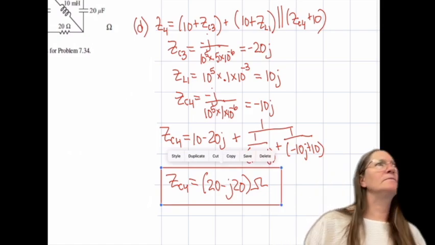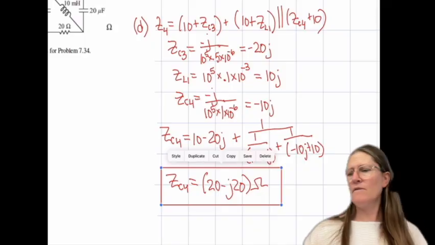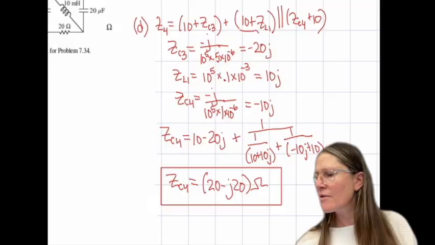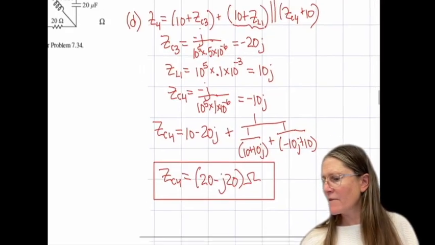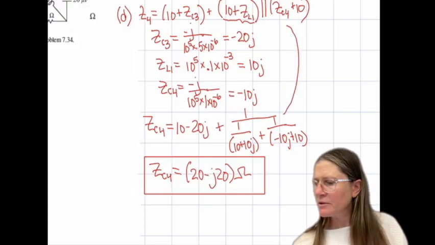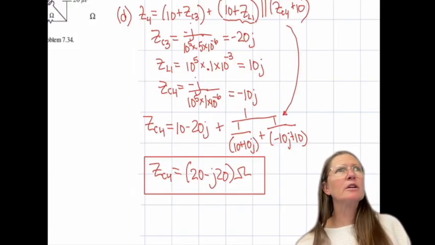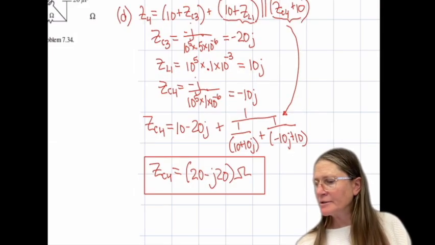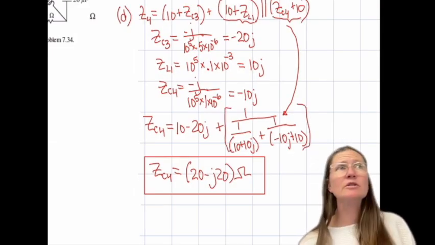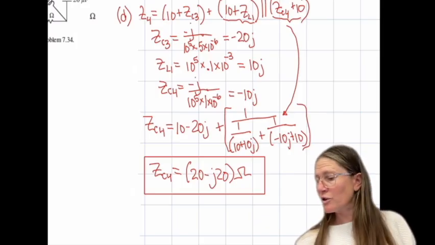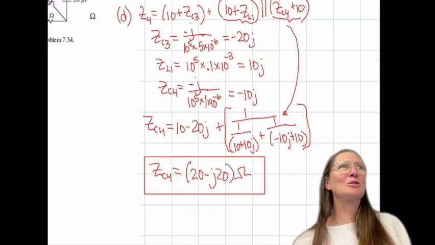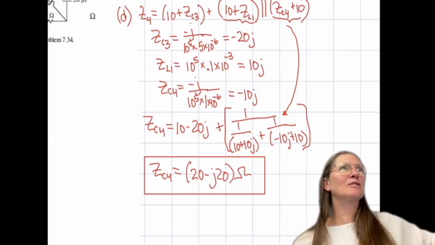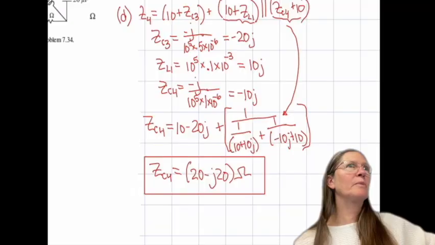Yes. I have a question about how you went from the 1 over whatever to the 20 minus J20. Is that using a calculator? From this equation to the answer? So this depends on your calculator and how you're going to do this. You just have to make sure you know how to use your handheld calculator to do this.